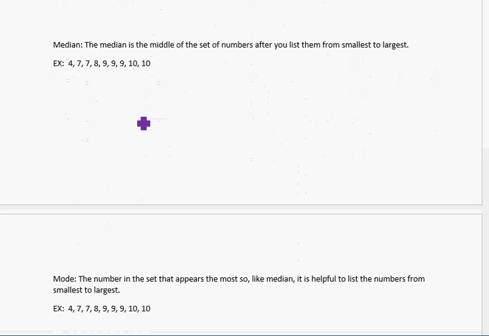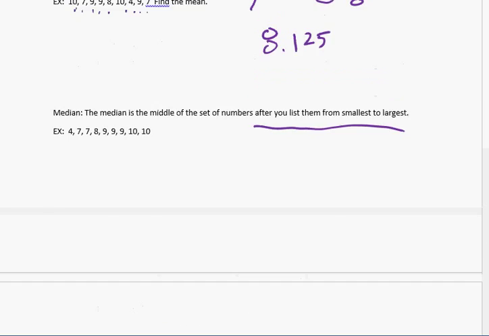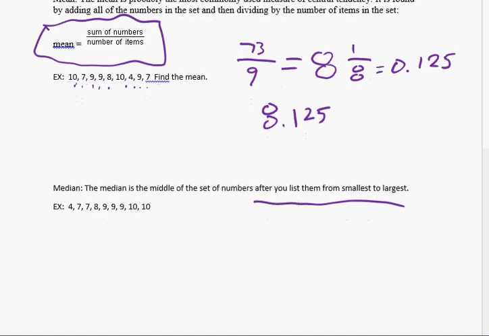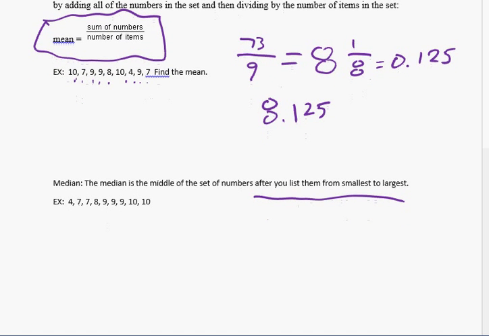Median, it's the middle number. And so the first thing to do in solving median, this is our same data set, but list all your numbers from smallest to largest. So that's what I've done here. 4, 7, 7, 8, 9, 9, 9, 10, 10. It's the same data set we just used up here, but now they're in order. I've listed them in order from smallest to highest.